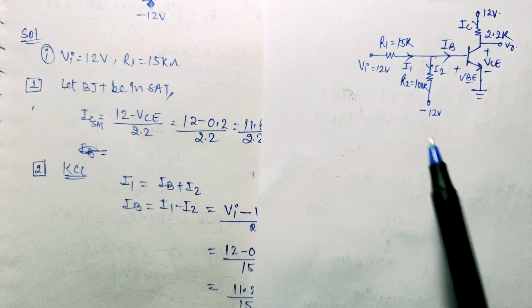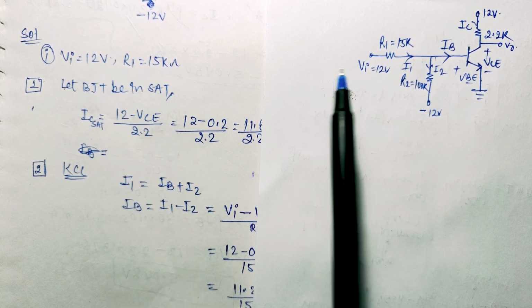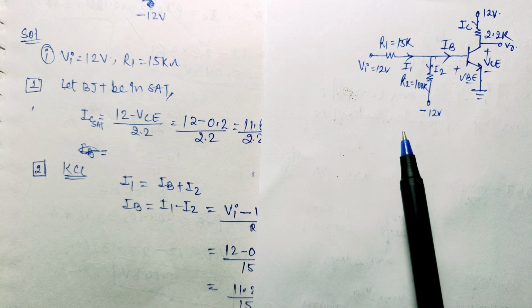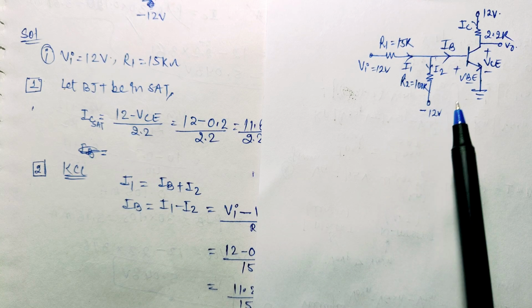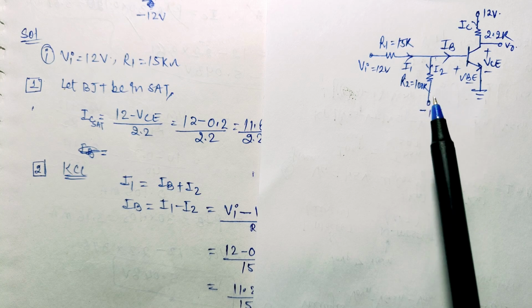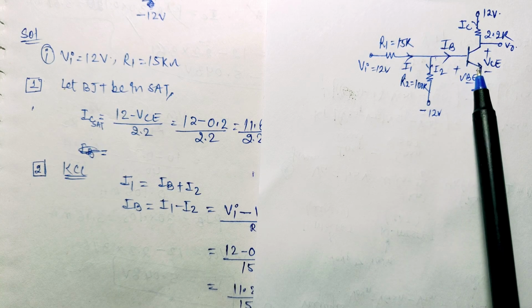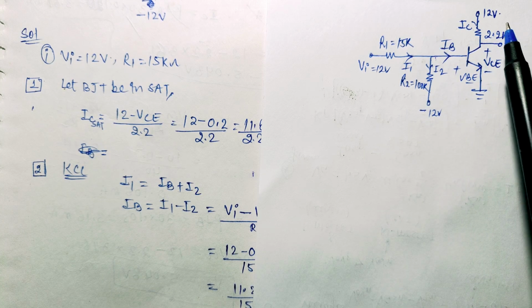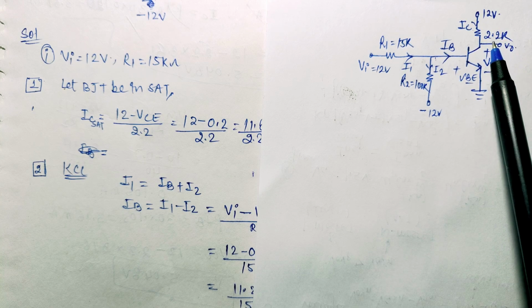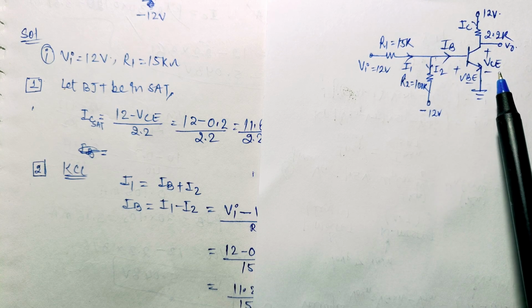In the given circuit, VI voltage is given as 12 volt in the first condition and R1 resistance is given as 15 kilo ohm. To find the region of operation, first of all, we will assume that this transistor is working in saturation region, as we have seen in our last examples. If we calculate the collector current in this circuit, we can find it by applying KVL in this output loop. Applying KVL, we can write 12 minus 2.2 IC minus VC equal to 0.